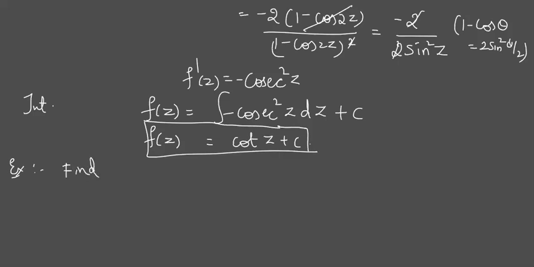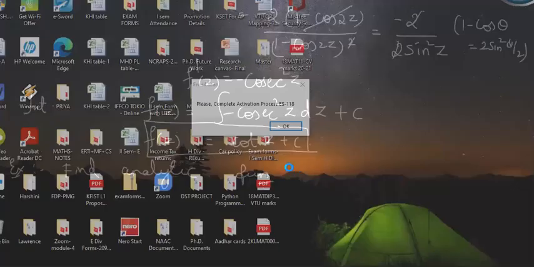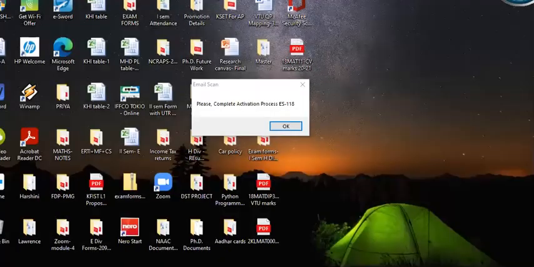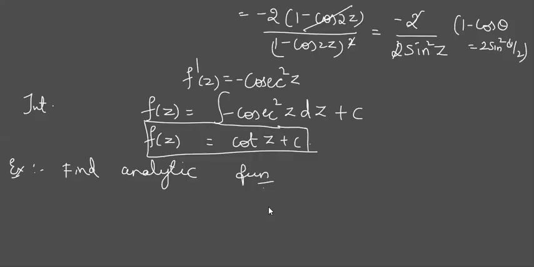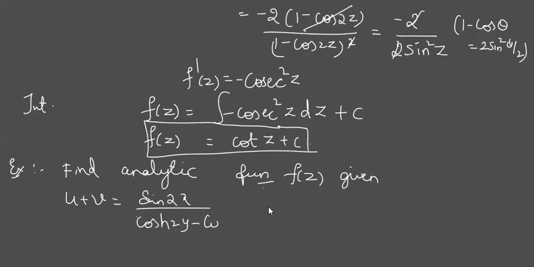Find analytic function. Find analytic function f of z given u plus v equal to sine 2x upon cos hyperbolic 2y minus cos 2x.